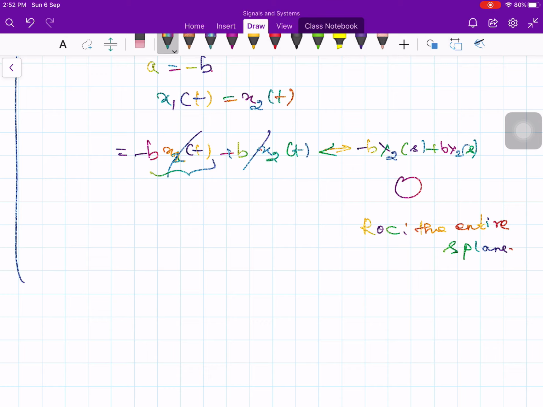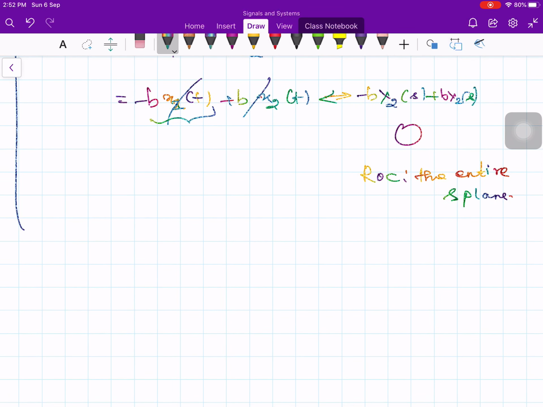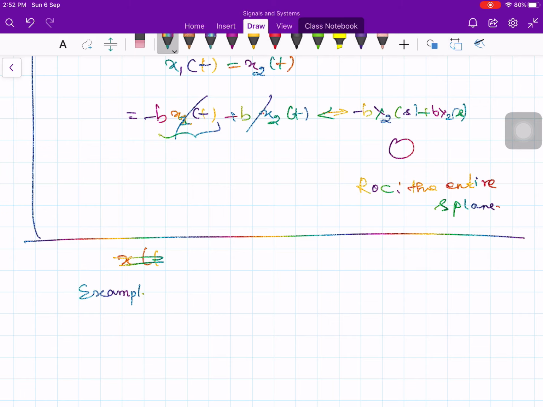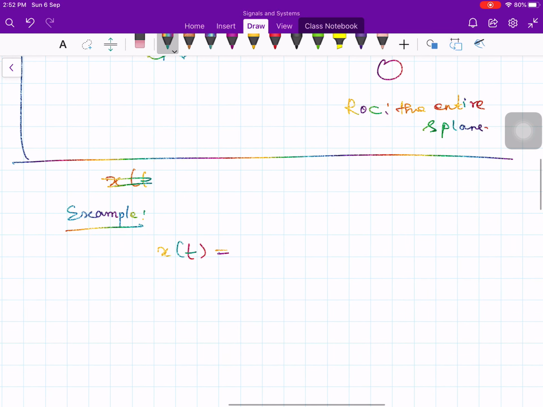The ROC associated with a linear combination of terms can always be constructed by using these methods. Okay, now let us take one simple example on this. Let's say, example, x of t is equal to x1 of t minus x2 of t.